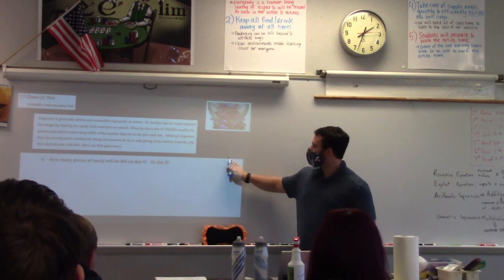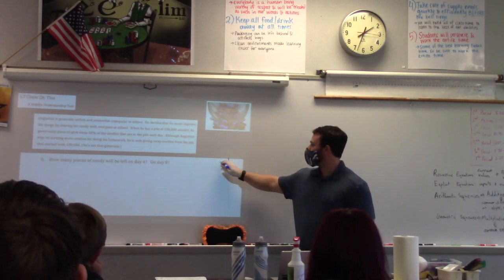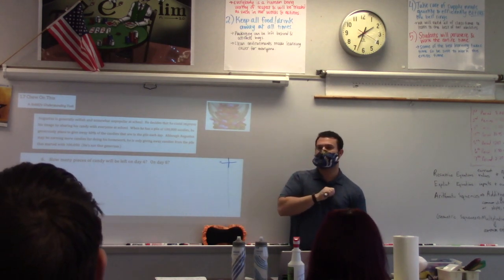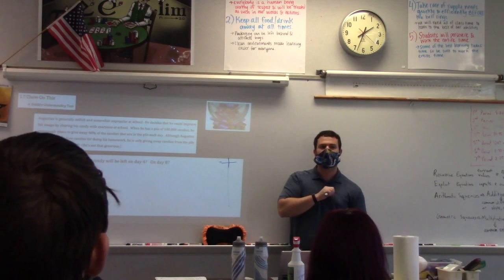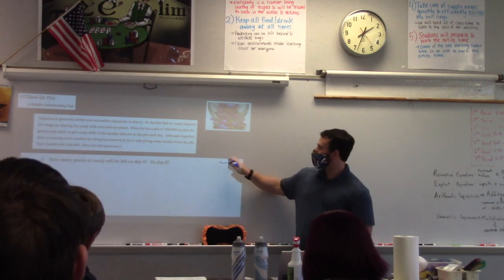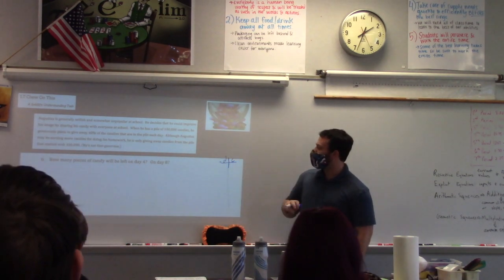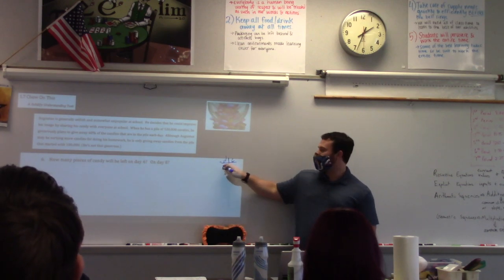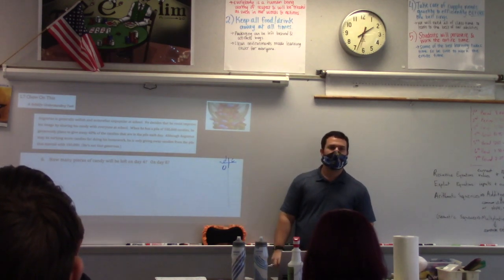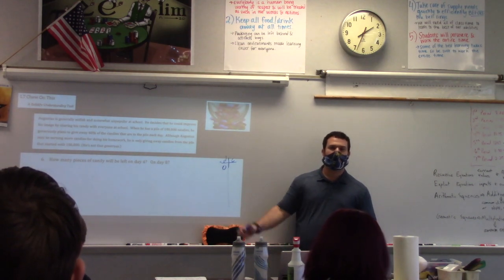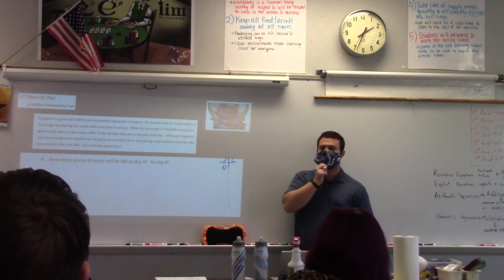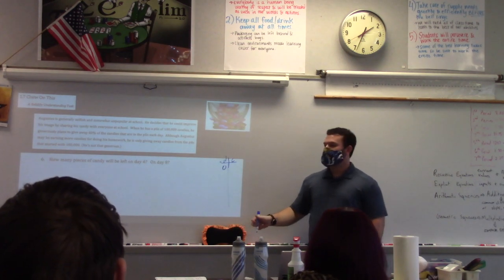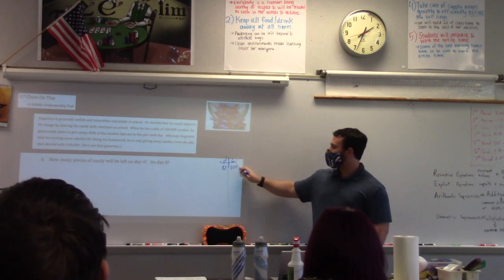Notice I'm just going to create a table here. You can use whatever you want to model this, but it asks how many pieces of candy will be left on day 4 and on day 8. So, when I look at day and candies, before he gives any away, on day 0, how many candies does he have? Look at the problem again. 100,000. Remember, he's giving away after he got that 100,000, right? So he starts off with 100,000 candies.